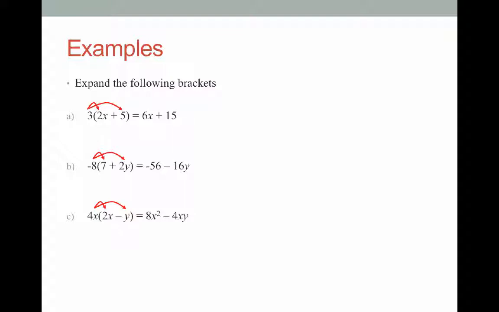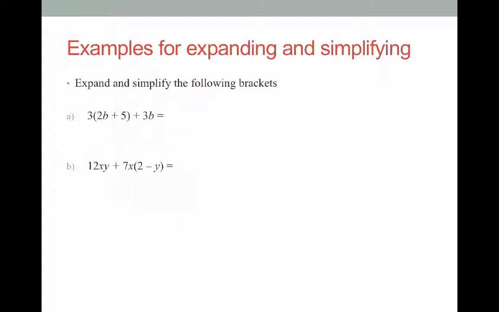That's expanding brackets. Now what I want to show you is some examples where we have to expand but also simplify the bracket. Here's what it means. In my first example, I have a bracket, 3 lots of 2b plus 5, but then I've got to add 3b onto it at the end. In my second example, I've got 12xy plus 7x, lots of 2 minus y.